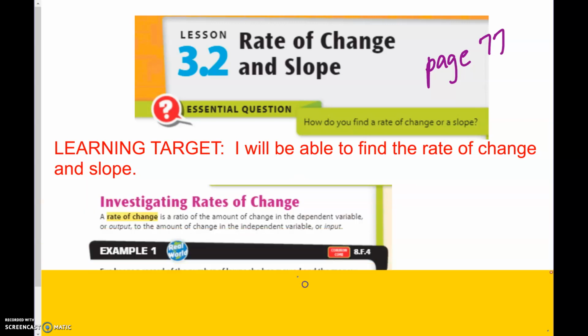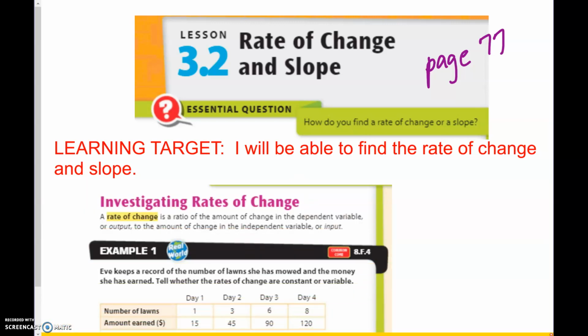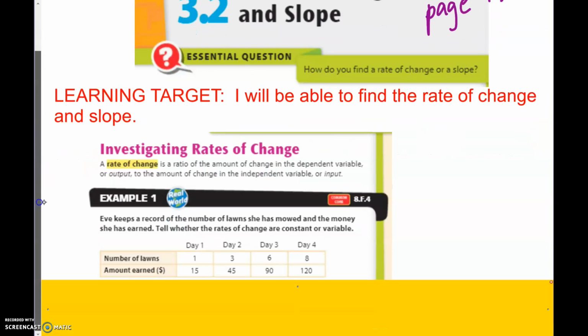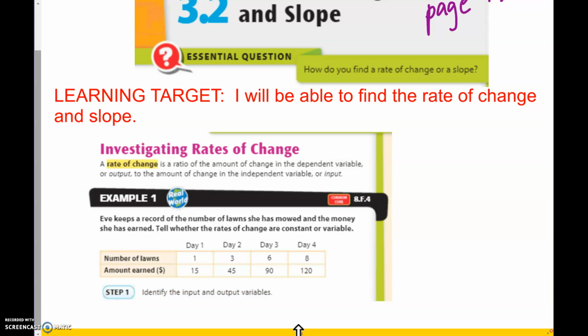All right, so the first thing here is we are investigating some rates of change. And the rate of change is a ratio, and we've talked about ratios, that we can write it 3 to 1. So when we talk about ratios, we are typically going to be writing them as fractions. It is the amount of change in the dependent variable or output to the amount of change in the independent.